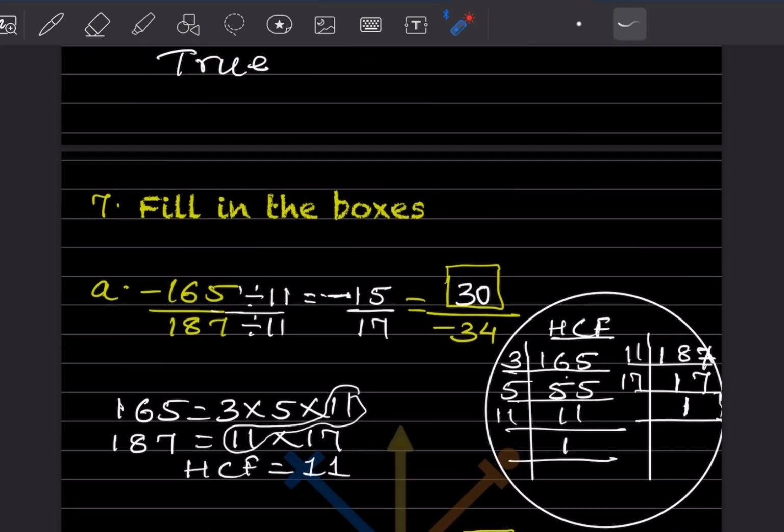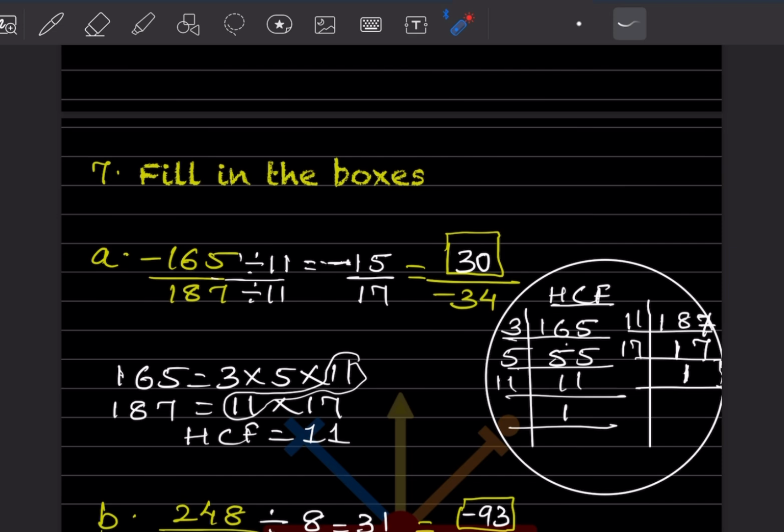Now see here. Here it is said fill in the boxes, and only the box is given. Now you can see whatever is with a yellow color.